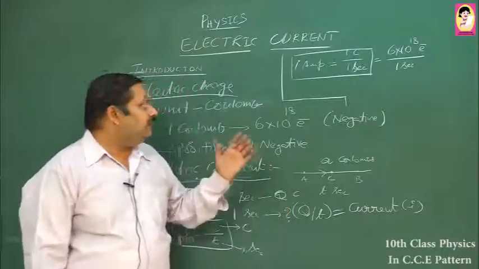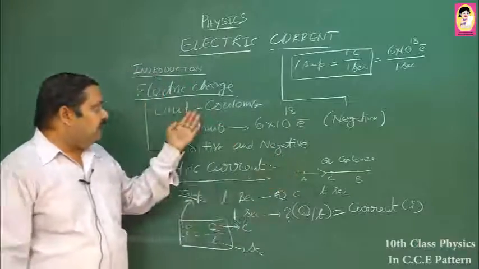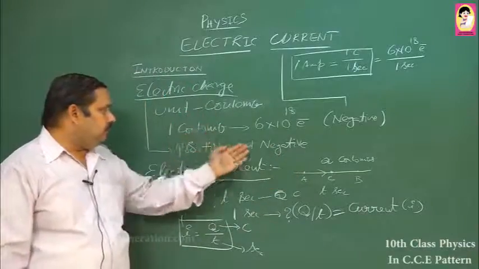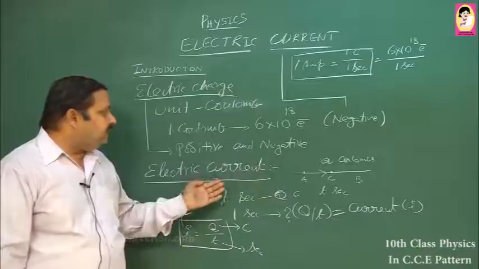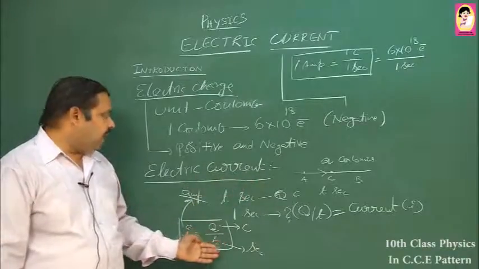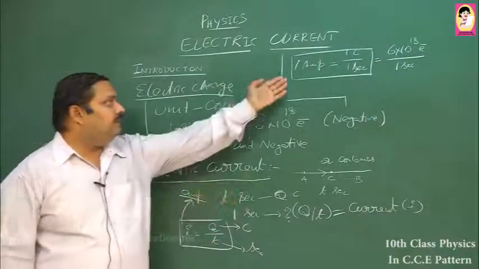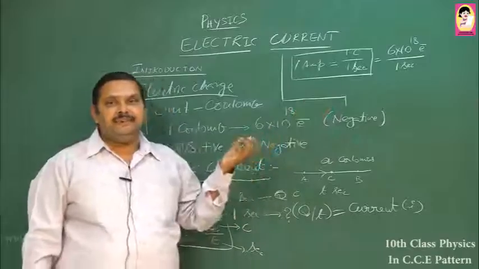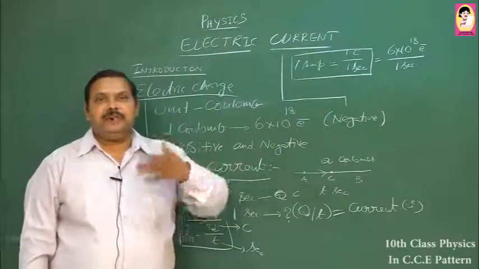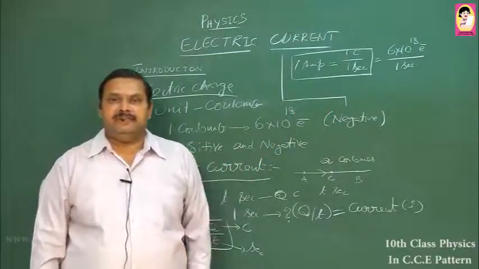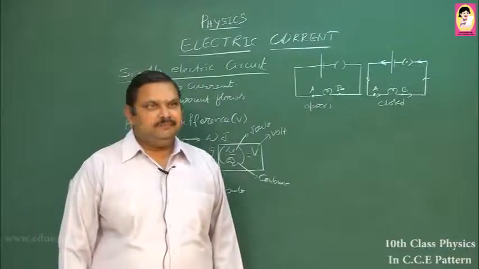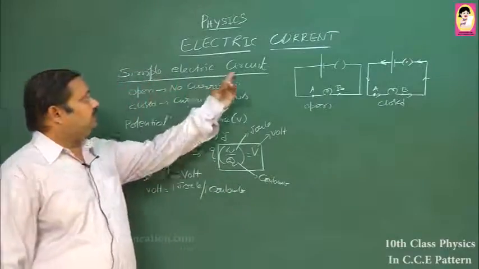So, this is the information about the charge, meaning, types of charges, and the definition of electric current, the formula for electric current, and the unit of electric current. This is the basic information we need to know to understand the further topics of electricity. So, next topic for us is about simple electric circuit.